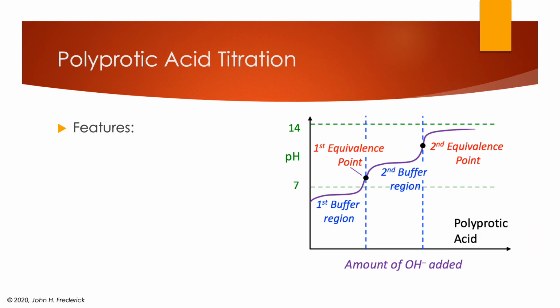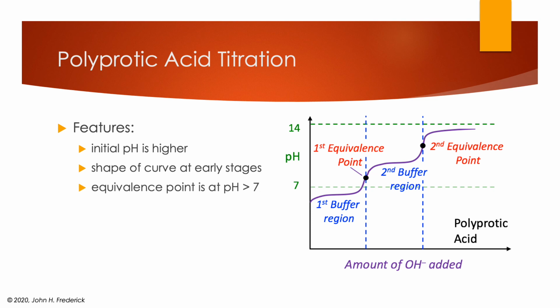I want to finish by talking about polyprotic acid titration, because that also takes place. And I'm going to show you that curve right off the bat. You'll notice that the first pH is higher even than the weak acid. That's typically true because typically that first weak acid dissociation has a smaller equilibrium constant than it does in a typical weak acid. The first equivalence point is also going to be higher. It's greater than 7. The shape of the curve is very much like a weak acid titration.